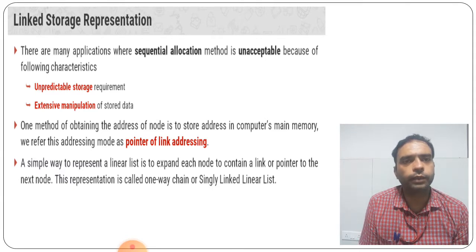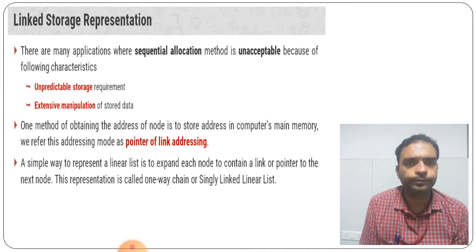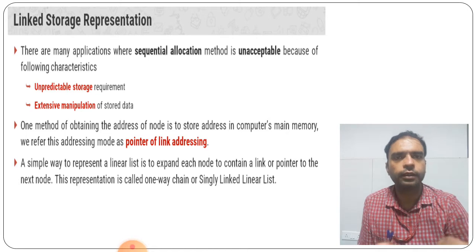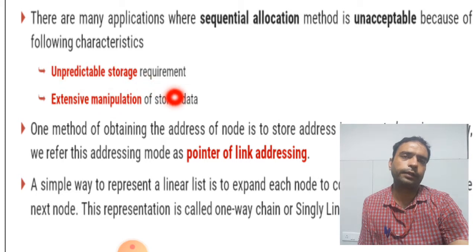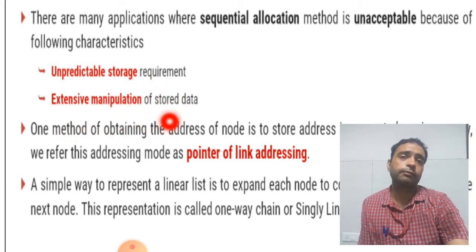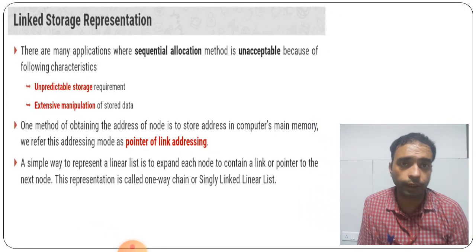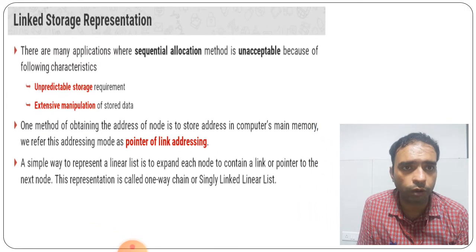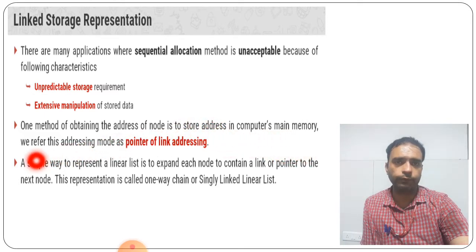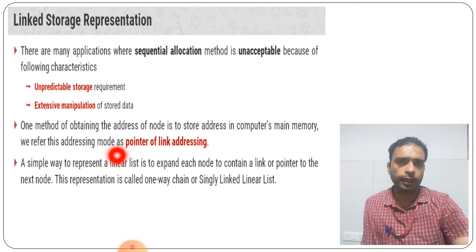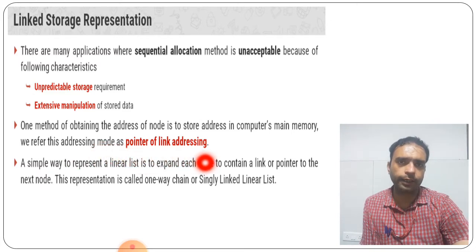Sequential allocation method is unacceptable here. There are many applications in which sequential allocation is unacceptable because of the following characteristics: one is unpredictable storage requirement and extensive manipulation of the stored data. One method of obtaining the address of the node is to store the address in the computer's main memory. We refer to this addressing mode as pointer or link addressing.